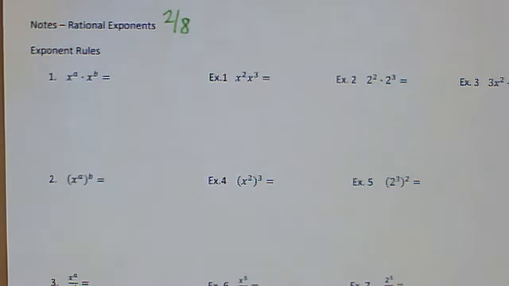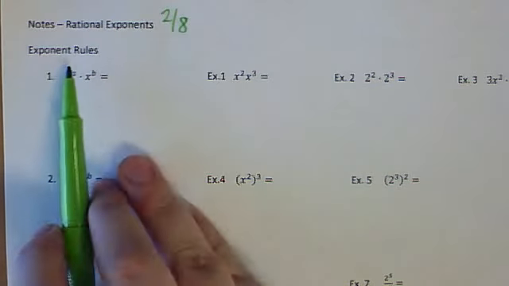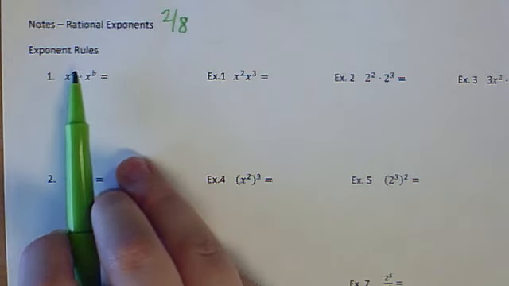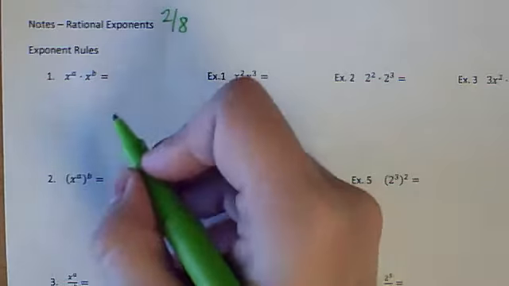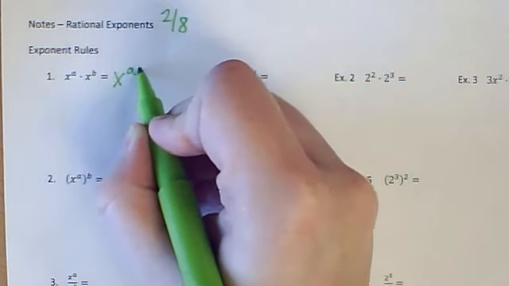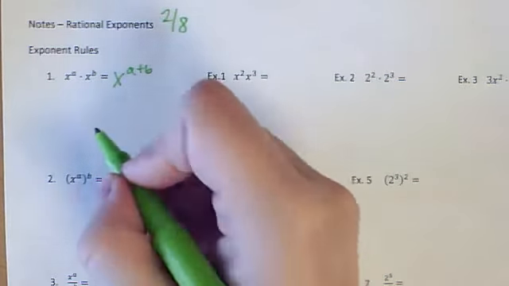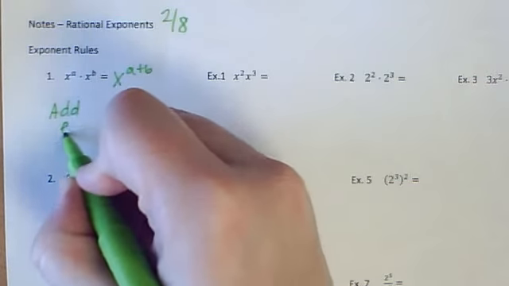Today we are talking about exponent rules and how they work. So if I have a number x to the a times x to the b, then my result is going to be x to the a plus b. So whenever you're multiplying, you're going to add the exponents.